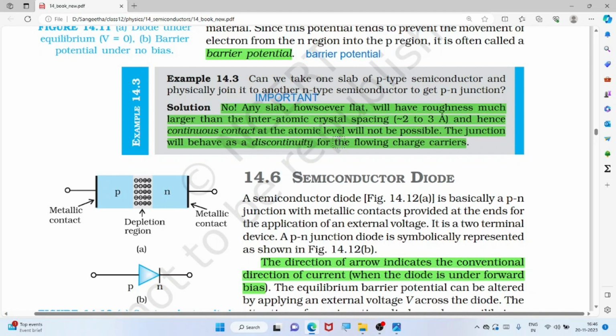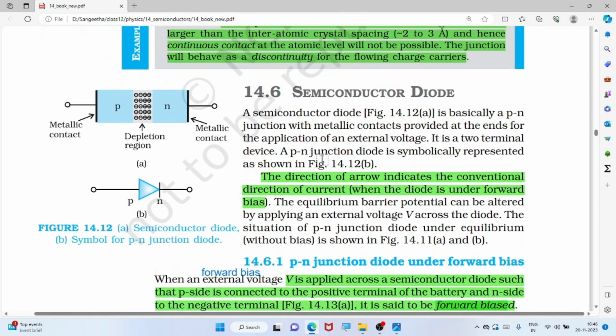It's just taking and joining the slabs. The junction will behave like a discontinuity for the flowing charge carriers. The charge carriers will not flow.